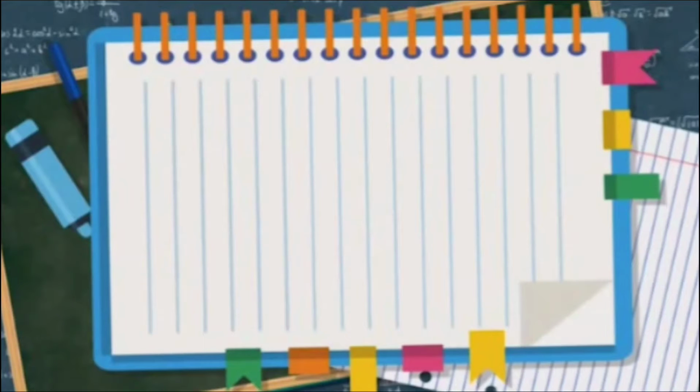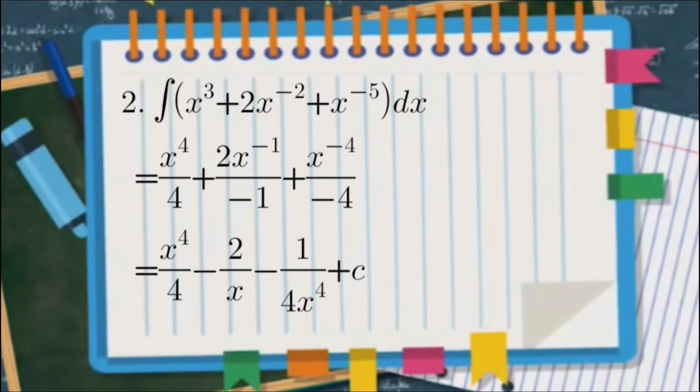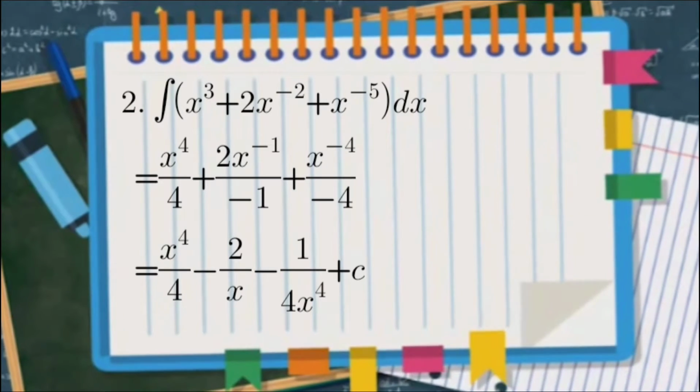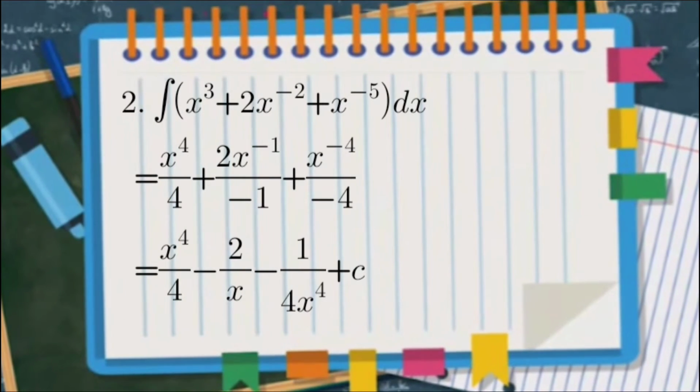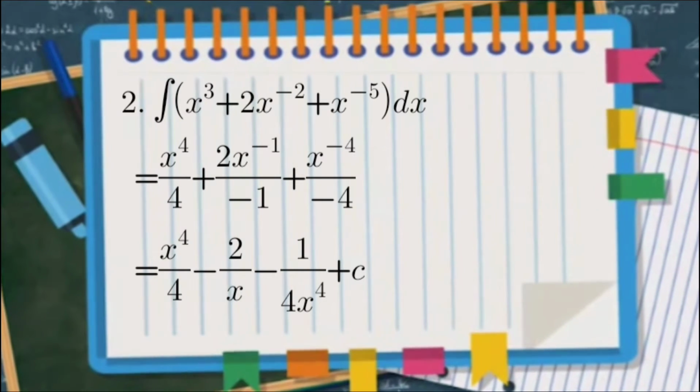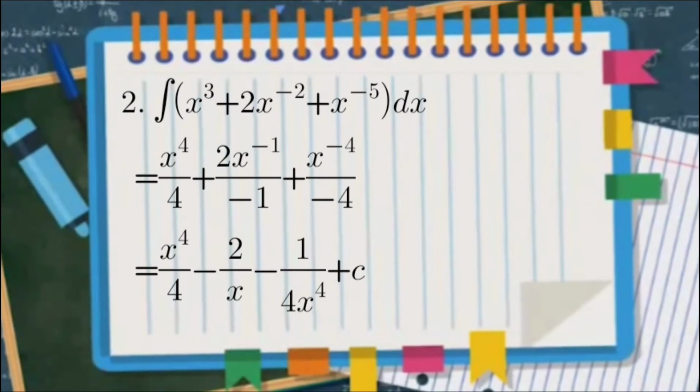In this video, we are going to continue our example. So let's proceed to example number 2. Example number 2 is the integration of x cubed plus 2x to the power of negative 2 plus x to the power of negative 5 dx.